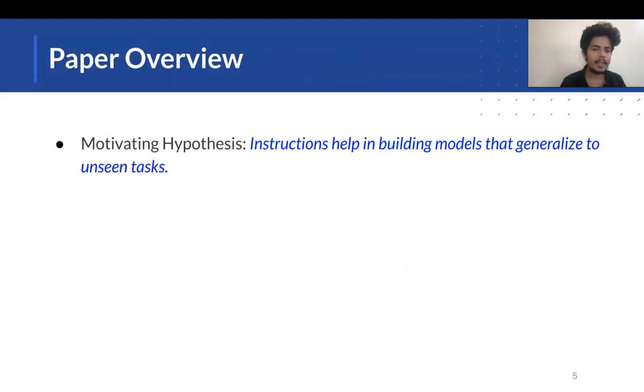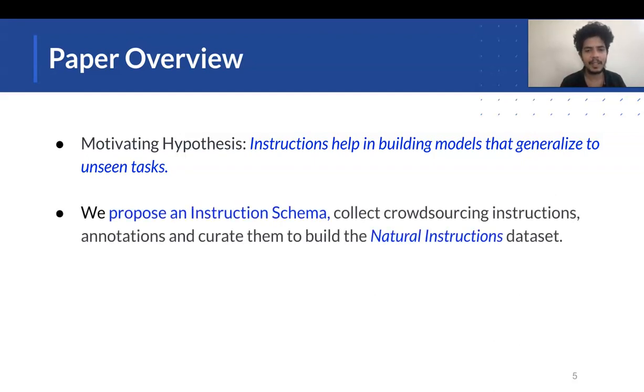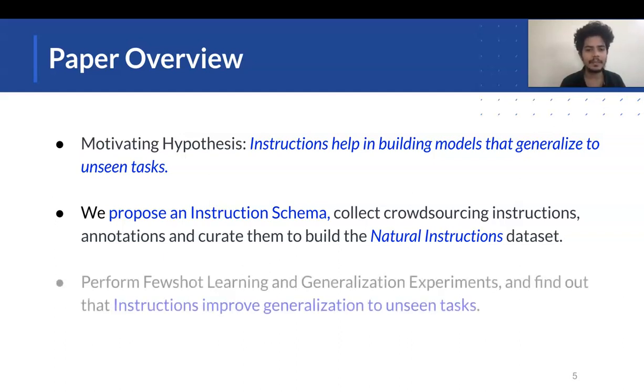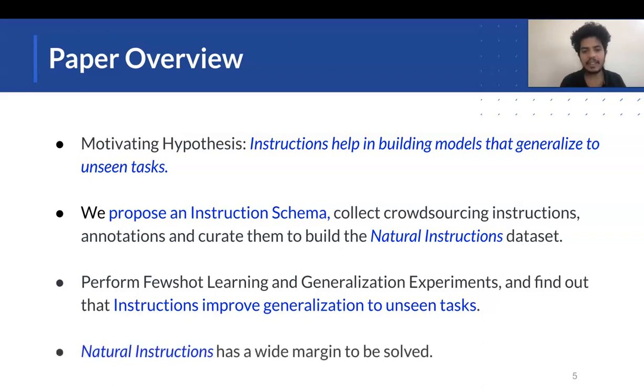A quick overview of the paper. We are motivated by the fact that instructions help humans to generalize to unseen tasks. So can we empower machines by allowing them to learn from instructions and subsequently generalize to unseen tasks? We propose an instruction schema to represent instructions, we collect crowdsourcing instructions and annotations, and curate them to build the Natural Instructions dataset. We perform an extended set of experiments to find out that instructions indeed improve generalization to unseen tasks. We see a significant gap between performance of our model with respect to performance of supervised learning model, showing that Natural Instructions has a wide margin to be solved.